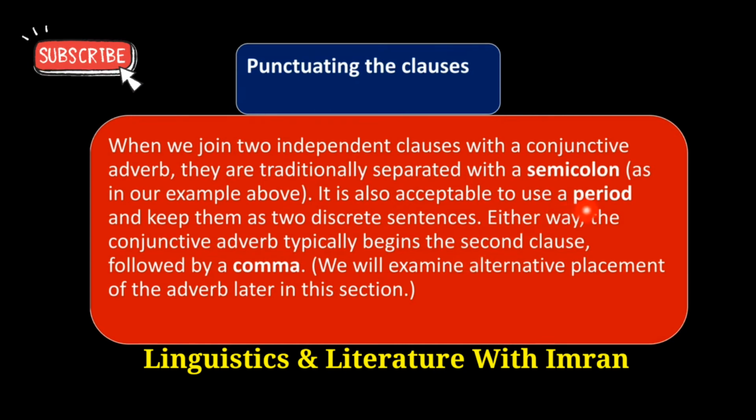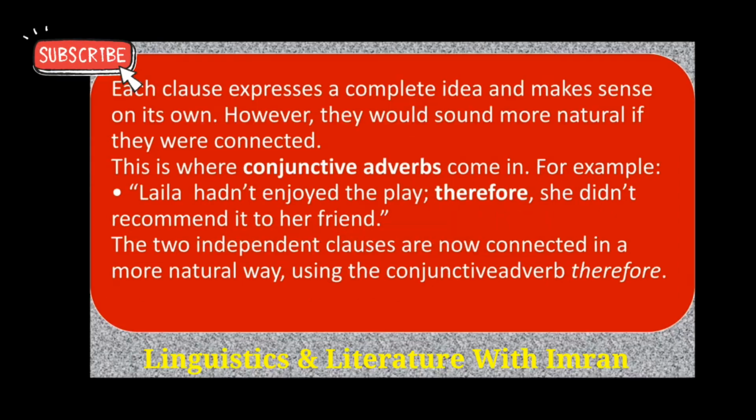As in the example above, it is also acceptable to use a period and keep them as two discrete sentences. So you can also use a period here. For example, you can say, Layla hadn't enjoyed the play, and then a full stop or period. Therefore, comma, she didn't recommend it to her friend. So both ways are acceptable. You can use a semicolon or you can use a full stop, right?